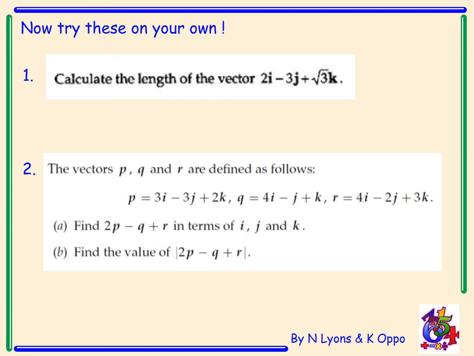So now try these on your own. Question number 1. Calculate the length of the vector 2i minus 3j plus the square root of 3k. In question 2, the vectors p, q and r are defined as follows. So part A says find the vector 2p, take away q, plus r in terms of the unit vectors i, j and k. Once you've done that, part B, find the value of the magnitude of the vector that you've just worked out. So it's time now to pause the video, attempt that in your jotters and come back when you're ready to mark.